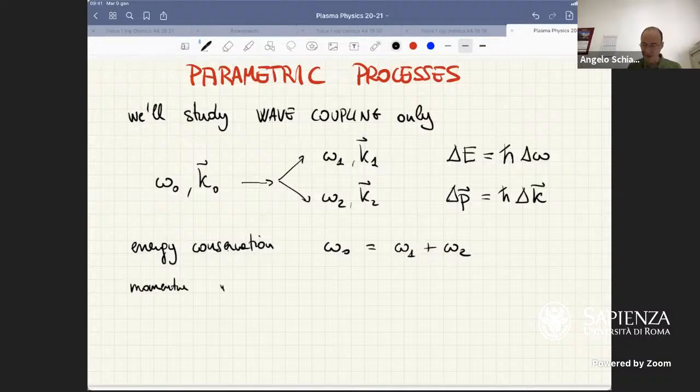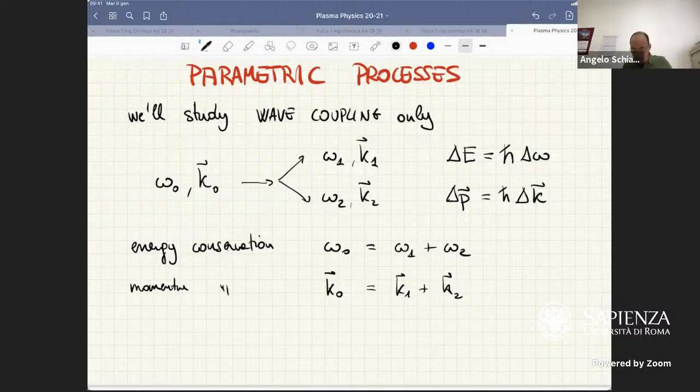It means that delta P and delta E have to be 0 between the initial state and the final state of the interaction. So let's project it onto the wave number. We have that the initial k vector has to be equal to the sum of the two k vectors after the interaction.